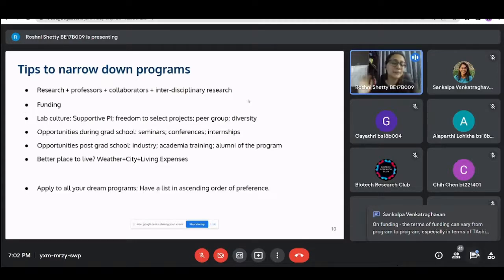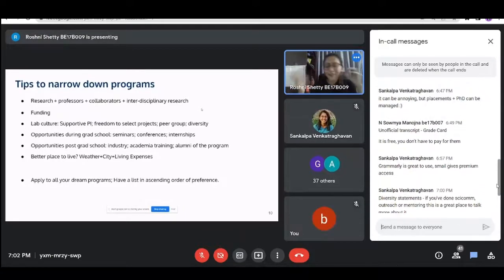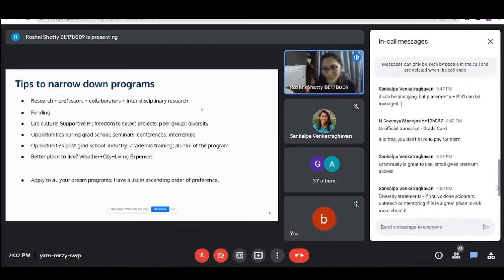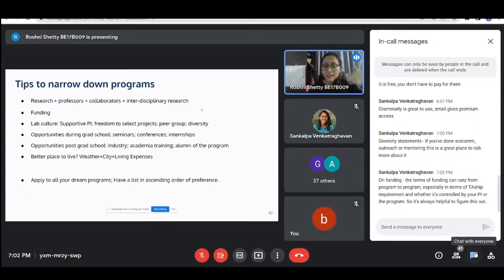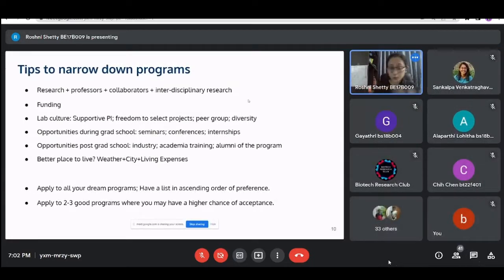So next is to apply to all your dream programs. If you really want that particular program and the professor is really good, you should apply, even if your chances are really less. You might get into it or you might not, but if you do, it's the best thing that could happen, right? So have a list in ascending order of preference. You can also apply to two to three really good programs where you have a higher chance of acceptance. Typically, some people also apply for MS programs so that they have a higher chance of selection.